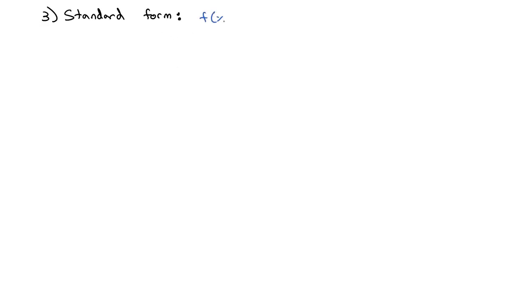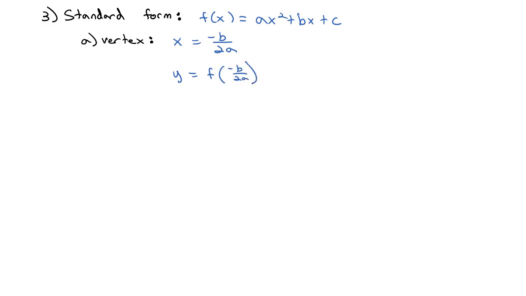Standard form looks like f of x equals ax squared plus bx plus c, where a, b, and c are going to be numbers, any number. Now with standard form, it's a lot more difficult to identify the vertex, but we can do it. There is a formula to find the vertex, but we have to find the x and y coordinates separately. For the x coordinate, it's going to be equal to the opposite of b over 2a. And for the y coordinate, y is equal to f of whatever that opposite of b over 2a simplifies to.